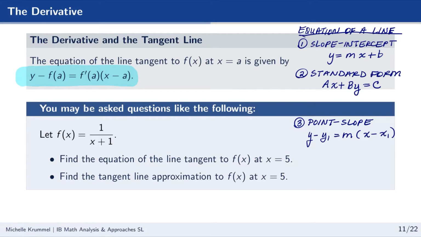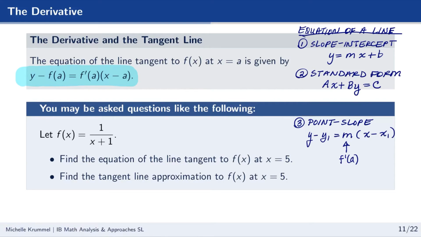And the reason that we're going to be using point slope form is because the slope of the line at a certain point is our derivative. And so we'll be able to find the derivative and then just substitute it in to the m right here. That's the slope. So that's going to be our f prime of a.